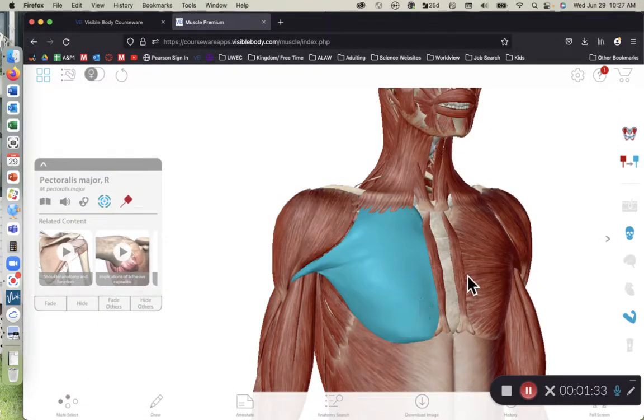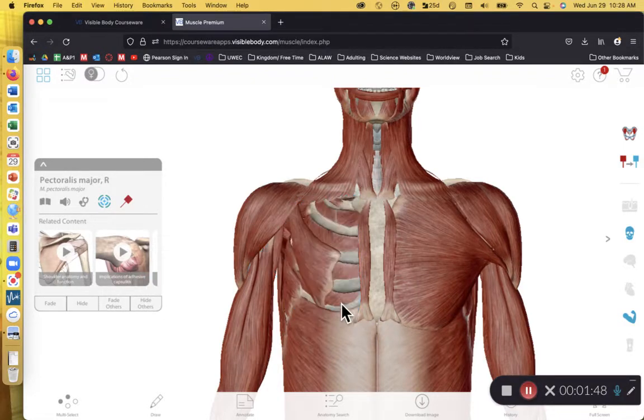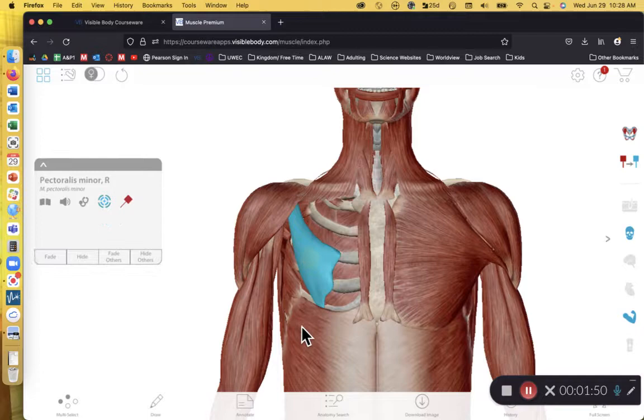Here is the pectoralis major. We have a right and a left pectoralis major, a large muscle of the chest. It makes up what many people refer to as the breast muscle or the pecs, if you spend a lot of time in the weight room. And for those of you curious, that's the minor right there.